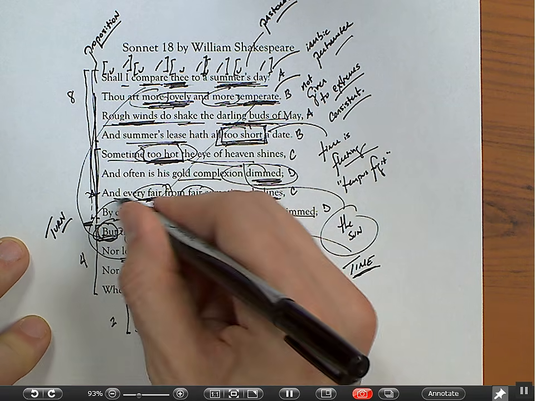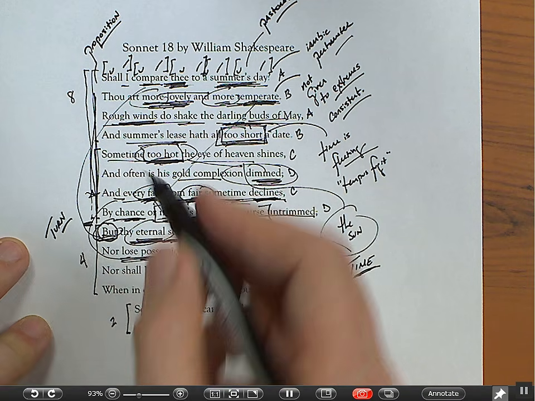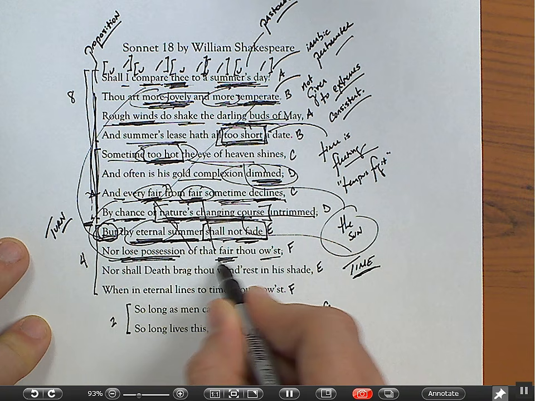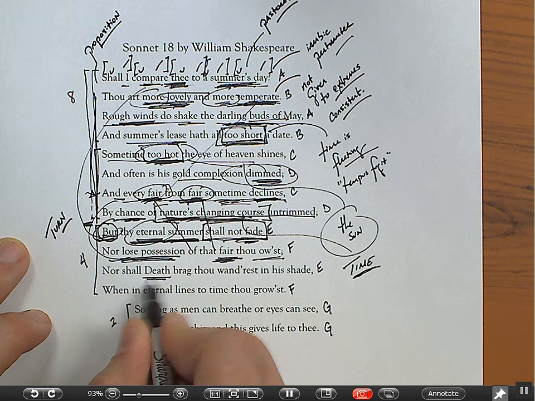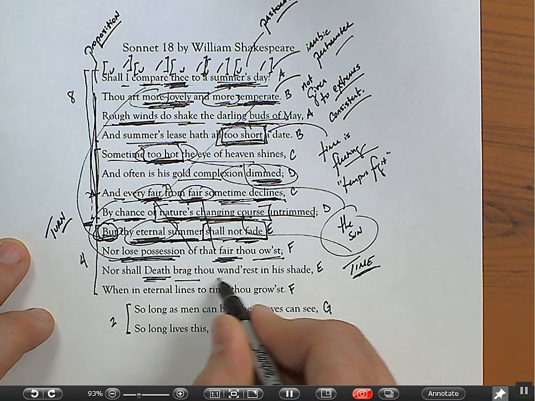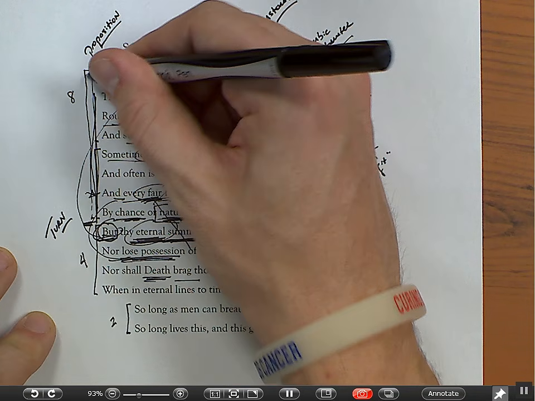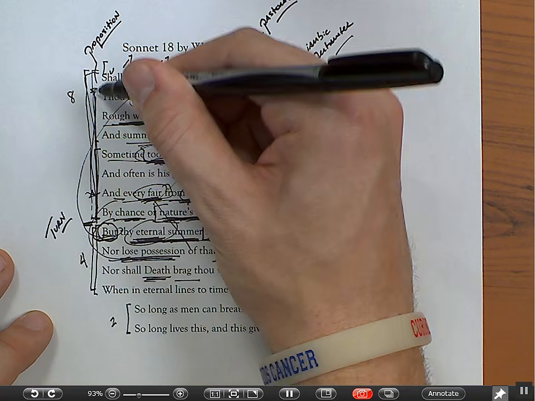Even though right up here he says every fair from fair sometime declines. But here he says, not you. Thy eternal summer shall not fade, nor lose possession of that fair thou owest. Nor shall death, right? If she has an eternal summer, then death cannot brag that thou wanderest in his shade. Right? At this turn, he's shifted his focus from nature in the first two quatrains to his love in the final quatrain. Nature is inconstant.